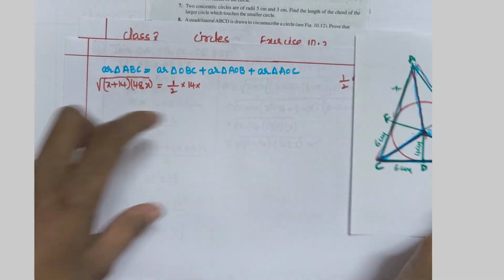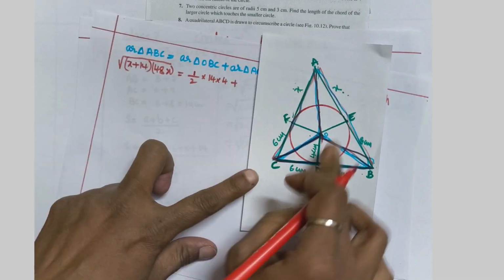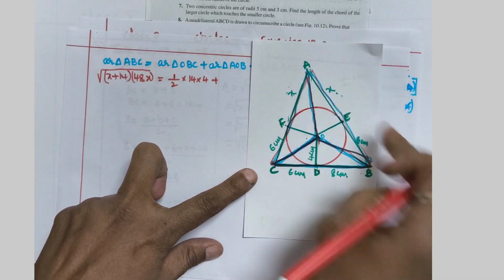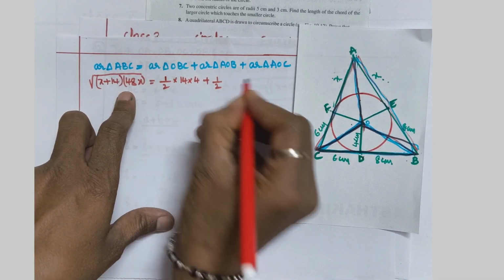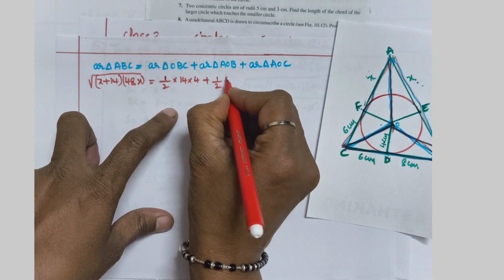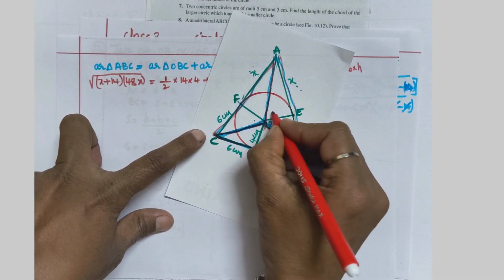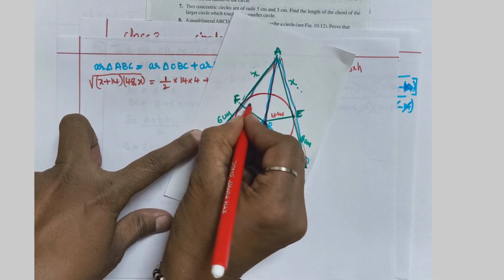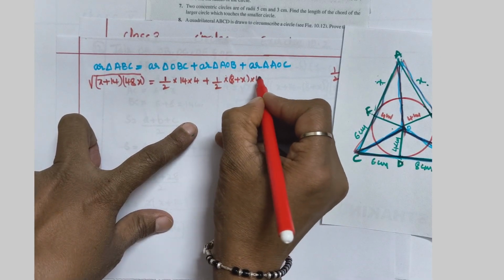What is 14 into 4? Okay, plus this over. You come this side. This side you are taking means half into base into height. Half into, here what is the base? 8 plus x is the base. Okay, half into 8 plus x is the base, into height. This is also 4 centimeter. So here height is 4 centimeter.